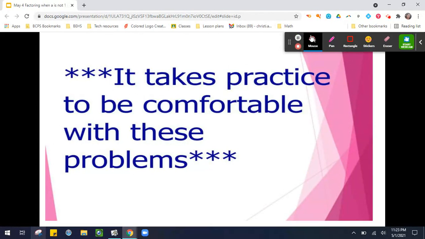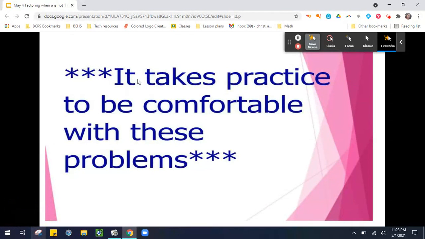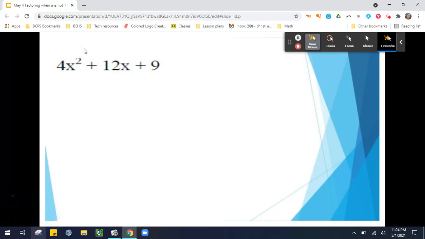It takes practice to be comfortable with these problems. So don't give up. Hang in there. You will be able to figure this out, but it does take practice to be comfortable with these problems. I am going to show you one more. Make sure you have taken very neat notes and that your notes are showing you step by step that you need to slide, then divide, and then get rid of those fractions by doing the process that we just call bottoms up. So here's another example, last one that I'm going to show you today.